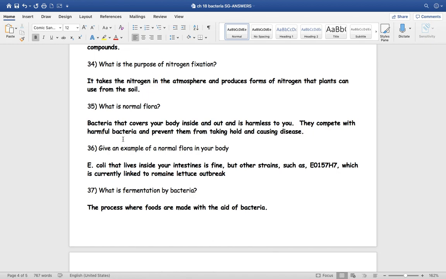36. Give an example of normal flora in your body. E. coli that lives inside your intestines is fine, but other strains, such as the one that caused all the romaine lettuce outbreak, that one can hurt you.